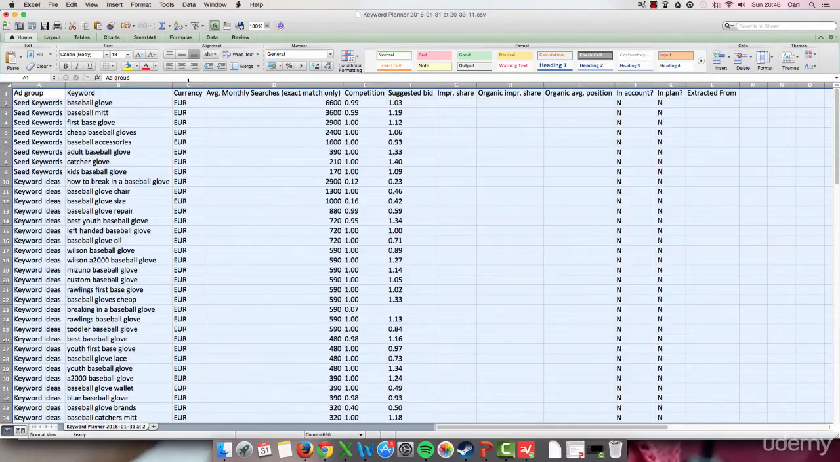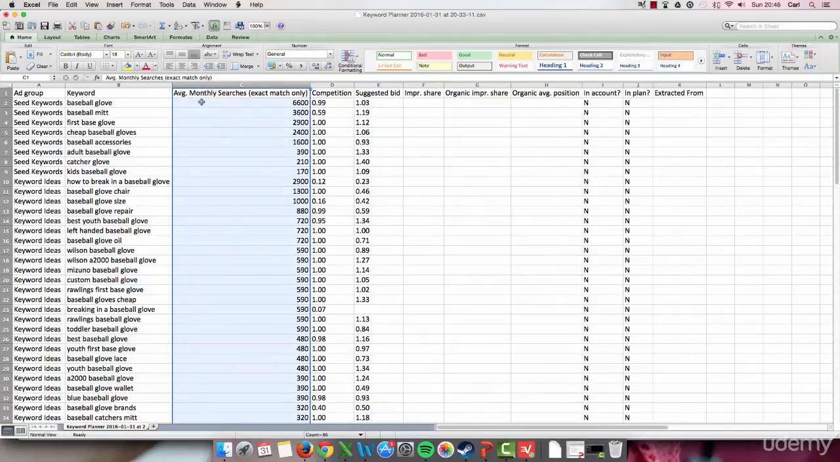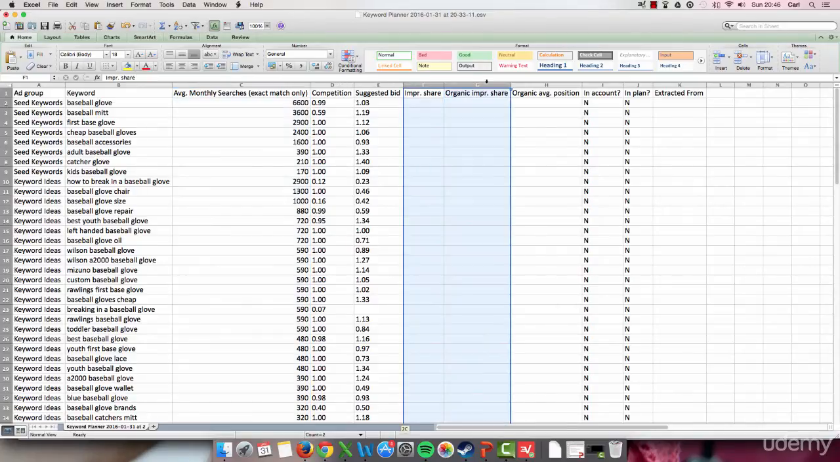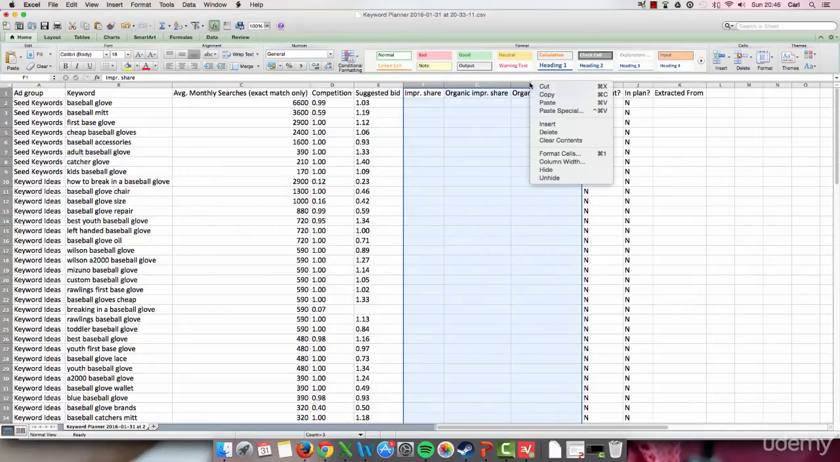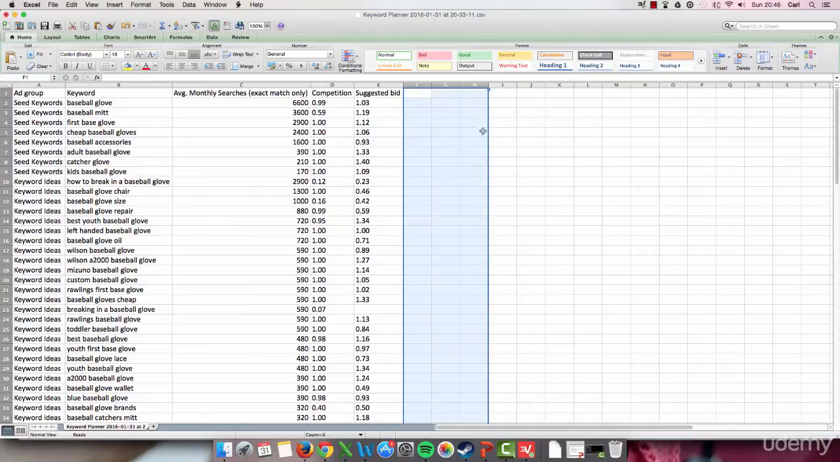Now, there are some columns that I'm going to get rid of. First of all, the currency. I don't need that for this. The average monthly searches, yes, we need this. This is important. Competition and suggested bid, I'm going to keep in there. Impression share, organic impression share, and organic average position, I'm going to delete because we don't need those. In account, in plan, which are to do with AdWords, and extracted from, they can go as well.